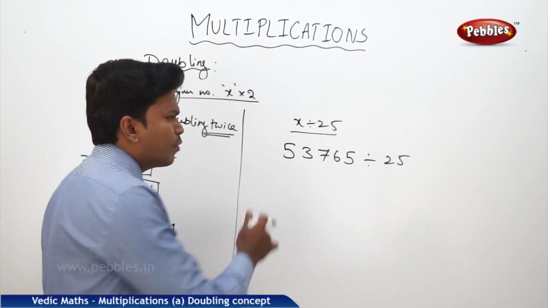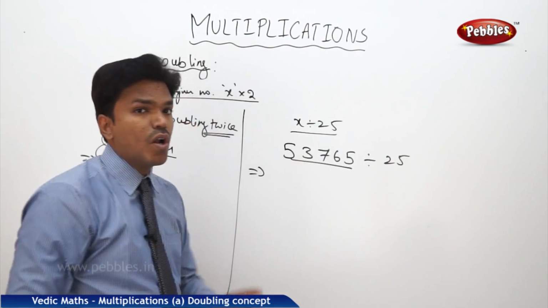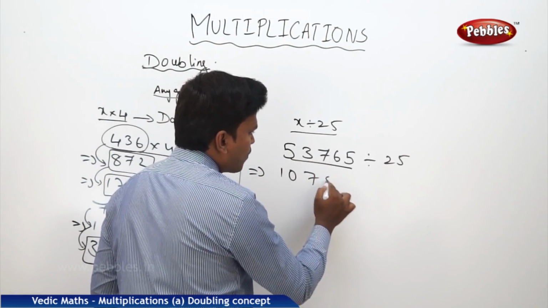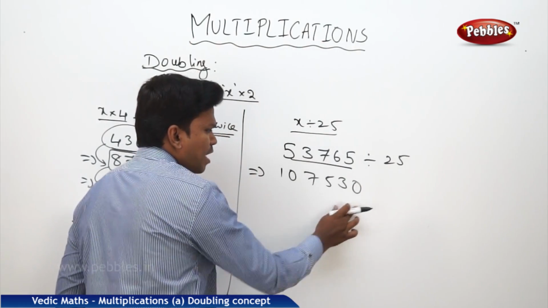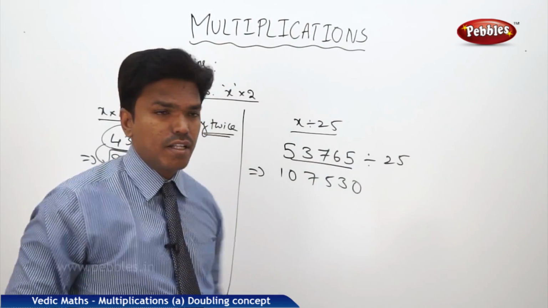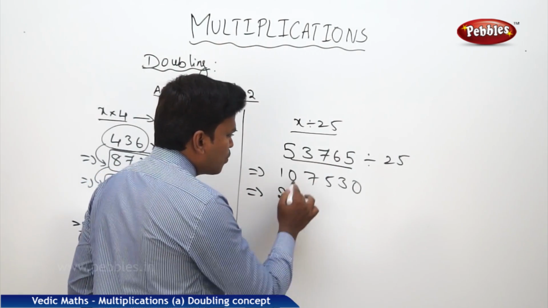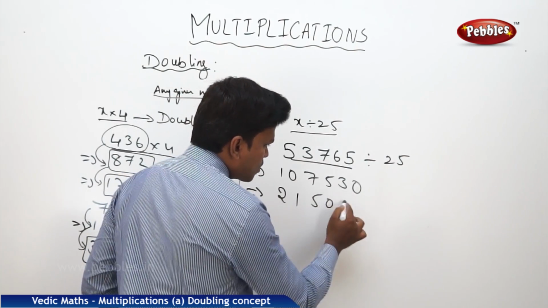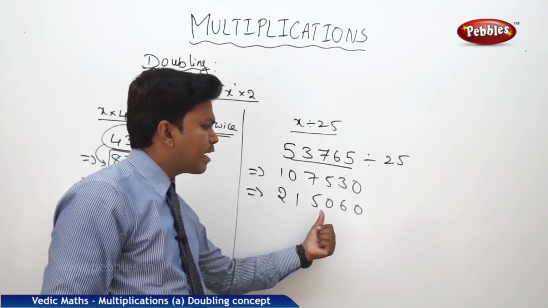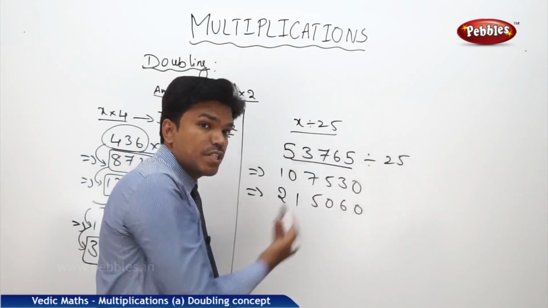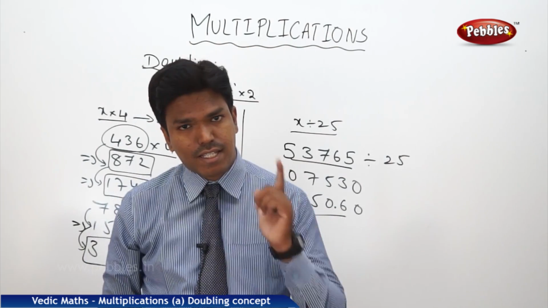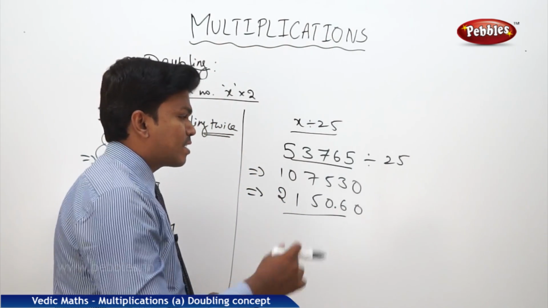What I will do is double the given number twice. First double the number. How much will you get? 107530. So this is the first time doubling, but this is not my answer. Again make this number double. 215060. This is my second time doubling. Now after getting the second time doubling, put a decimal point after 2 digits from right. So the answer is 2150.6.